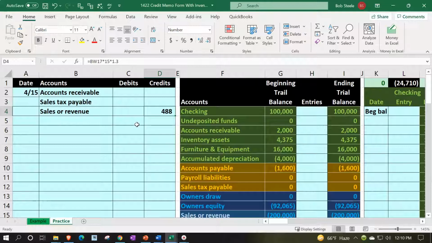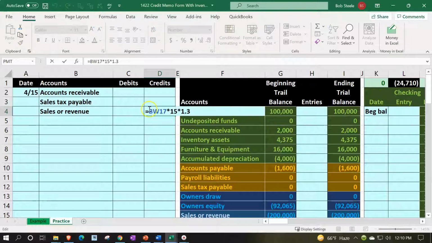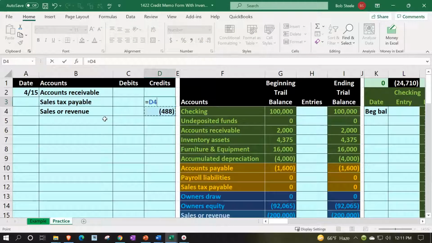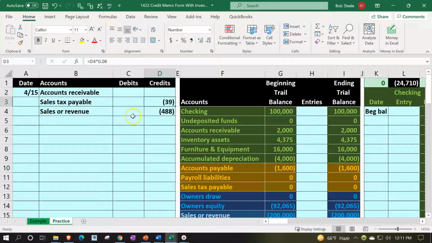Then I want to make this a negative number. I'm going to double click on it again, and just put a negative in front of one of these items. And so we've got the negative 488. I'm going to assume that's the sales price. We're going to have to pay sales tax on it, and that's going to be determined by the state. I'm going to say it's 8% here. So I'm going to say this equals the 488 times 0.08. We're going to have to pay another $39.